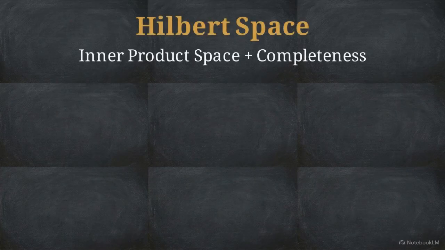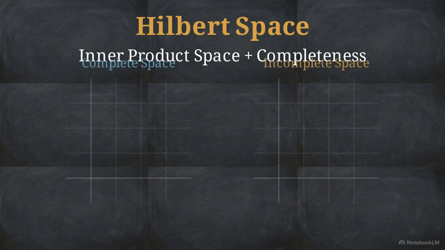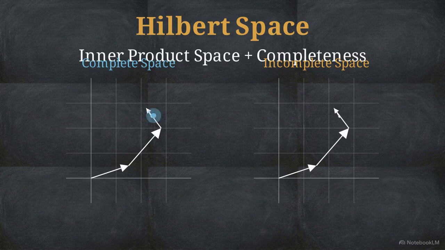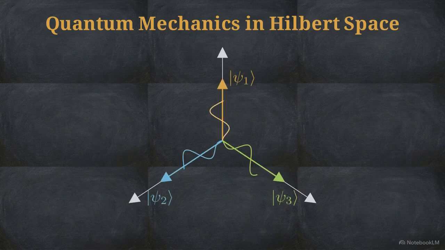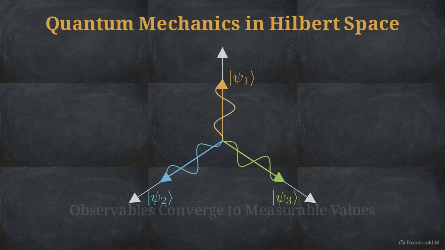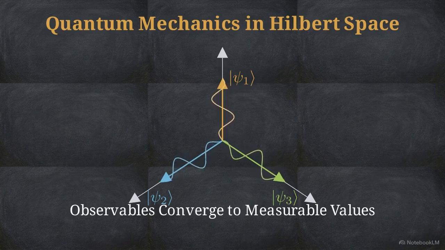A Hilbert space is an inner product space that also possesses completeness. In these spaces, if a sequence of vectors gets progressively closer together, we can be certain it is moving toward a specific limit. Completeness ensures that this limit actually exists within the space. Without it, a sequence could converge toward a mathematical hole, a point that the space simply does not contain. This stability is vital for modeling physical systems. Quantum mechanics uses Hilbert spaces to define energy states as orthogonal vectors, and ensures that as we analyze infinite limits, our physical observables converge to real, measurable values.